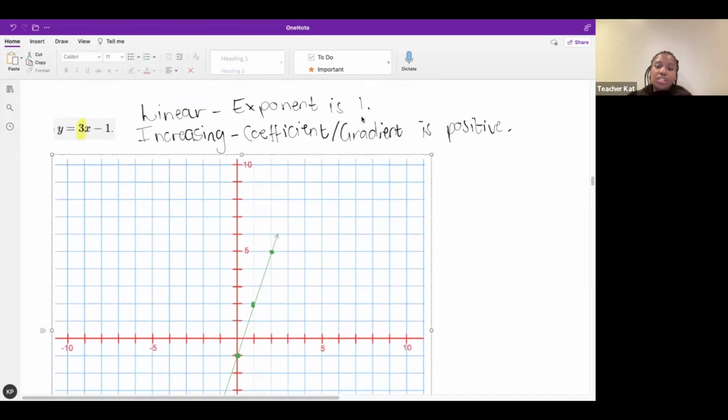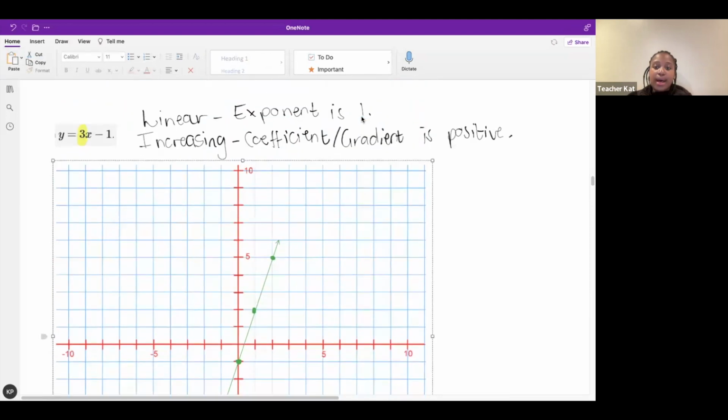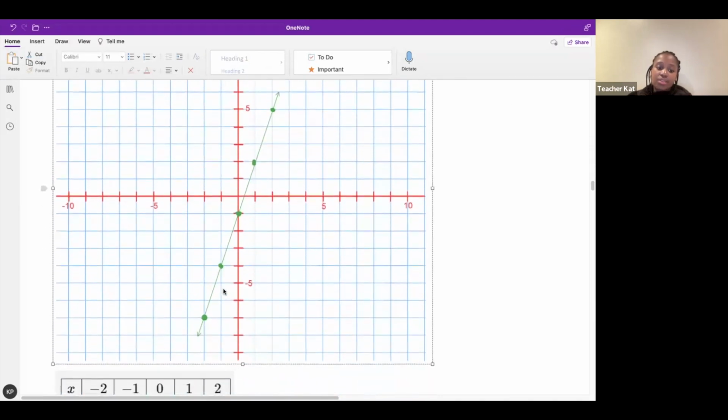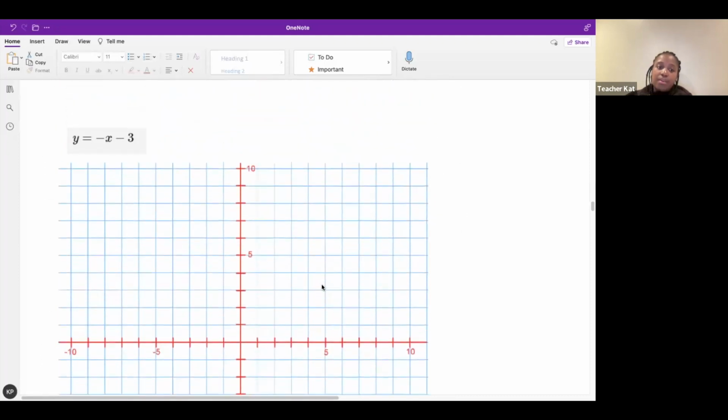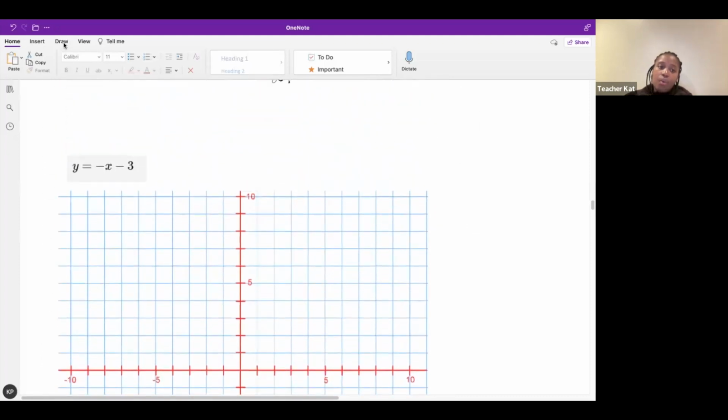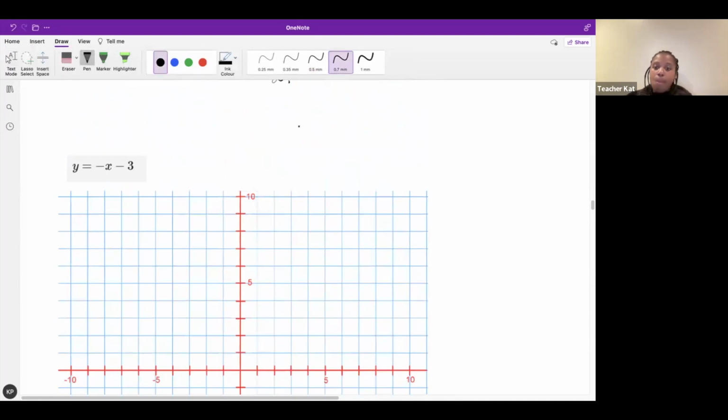Okay, and as we predicted, it is indeed linear and it is increasing. Because if you look here, the y values are going up. Okay, we have another one here. Once again, increasing or decreasing? Increasing or decreasing graph? This is decreasing, Kat. I couldn't trick you this time.